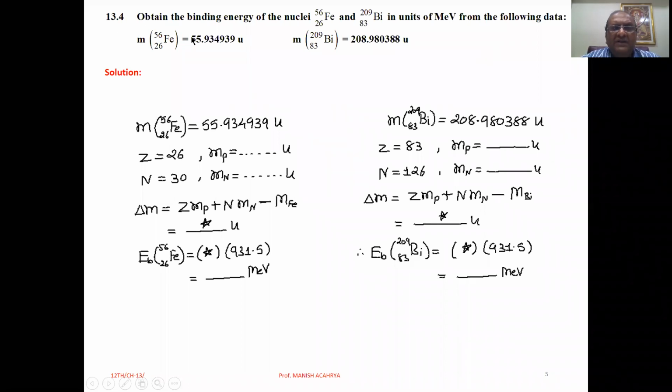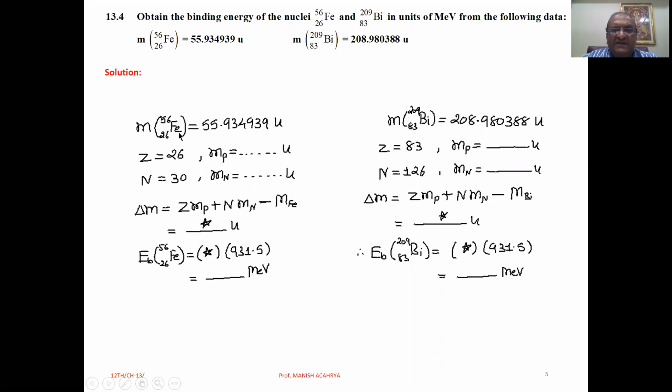13.4. Obtain the binding energy of the nuclei 26Fe56 and 83Bi209 in units of MeV for the following data. Mass of Fe atom, that is given to you 55.934939 U. Mass of Bi atom, that is 208.980388 U. Again simple, exactly like previous one.